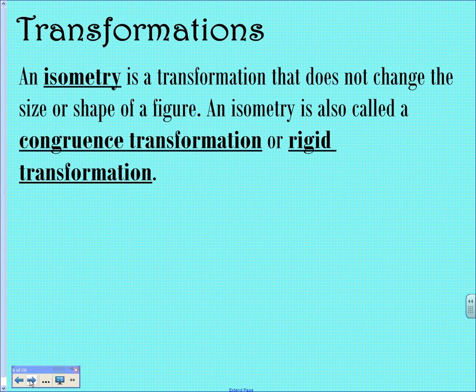An isometry is also called a congruence transformation or rigid transformation. So some people, instead of saying isometry, they'll call it a congruence transformation or rigid transformation. A congruence transformation because the images are congruent. Rigid transformation, think of something that's rigid, it doesn't move, it stays in the same shape, the shape doesn't change, it just gets moved from one place to another. It's the same thing, just different terms for them.